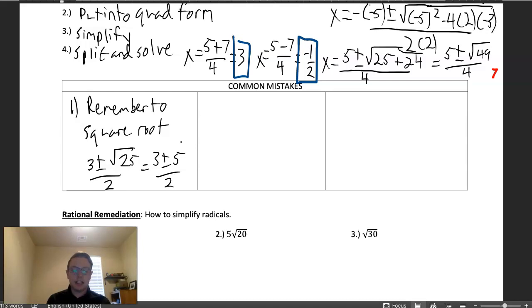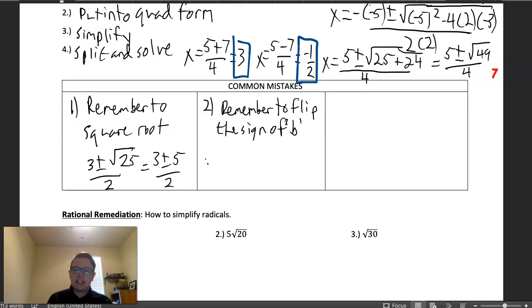The second common mistake is going to be not doing the opposite of b. So remember to flip the sign of b. So in the beginning, it's x is equal to negative b, plus or minus the square root and all that. But it's minus b over here, meaning that if we have b is going to be minus 3, we're going to have to flip the sign. Right? If b is positive 3, we're going to have to flip the sign. Either way, we're going to have to remember to flip the sign of b.